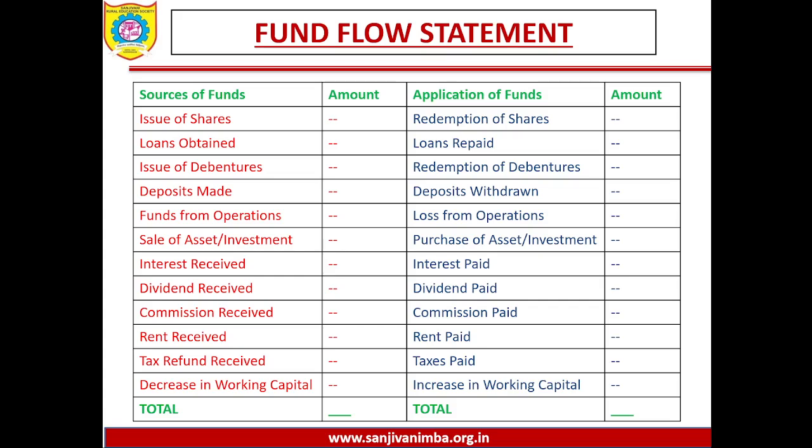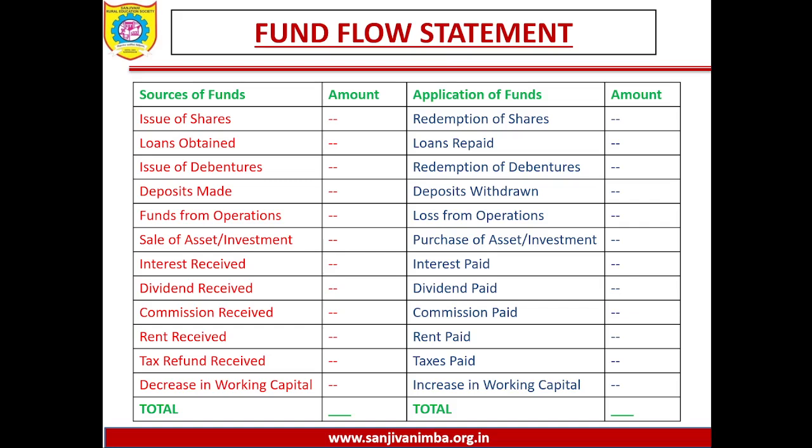Then comes underscore 5D, where underscore 5D means IDCRT. So I means interest received, dividend received, commission received, rent received, and tax refund received. So I lead FS underscore 5D. Now this D means decrease in working capital.